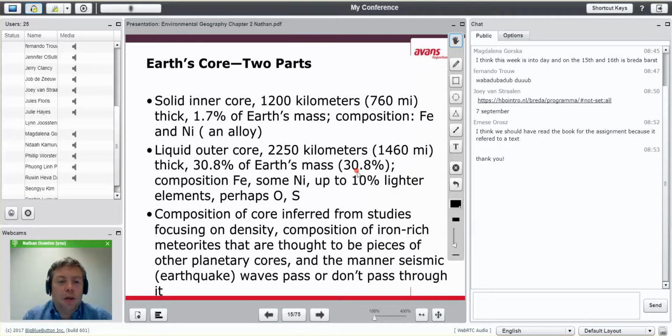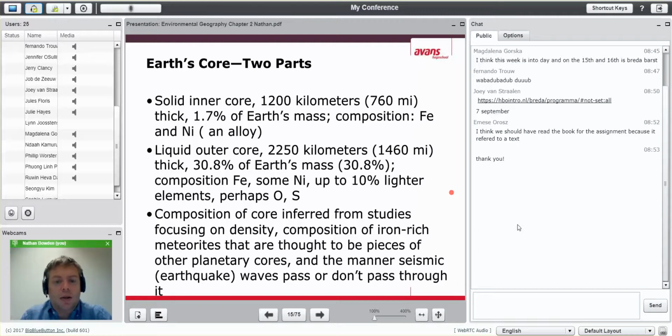The core has two parts, a solid inner core, which is about 1,200 kilometers thick. That is approximately 1.7% of the Earth's total mass, and it's almost solid iron and nickel. The liquid outer core is about 2,250 kilometers thick. It represents 30.8% of Earth's mass, and it's composed also of iron and nickel, but then perhaps 10% of lighter elements, oxygen and sulfur. We say perhaps because we've never really been there, we've never drilled that far, and the composition of the core is inferred.